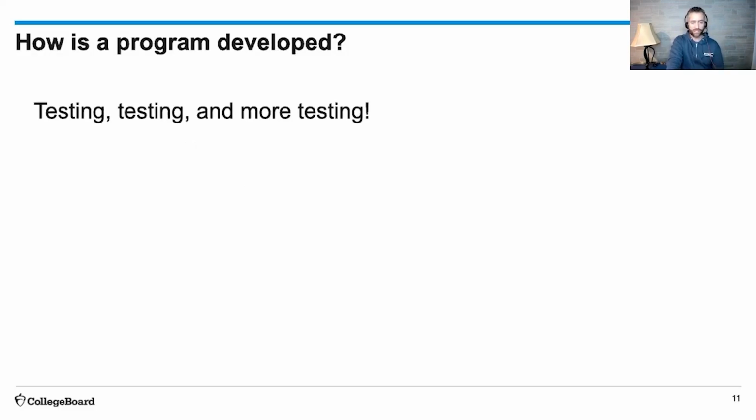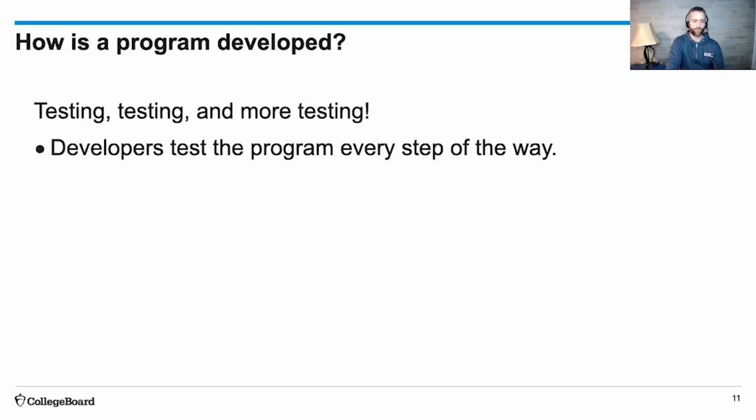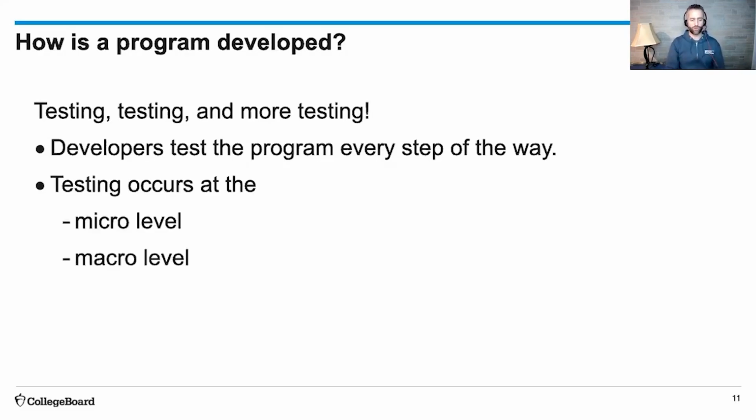Then there's testing, and more testing, right? So like I said a few minutes ago, developers are going to test the program every step of the way. They're going to test at the micro level and then the macro level. So the micro level means these individual components, making sure that each of these things is working as it is supposed to. And then on the macro level, right, we're talking about the whole program. Do all of the individual components interact with each other as they're supposed to, and is the user able to interact with the device or the program as it was intended?